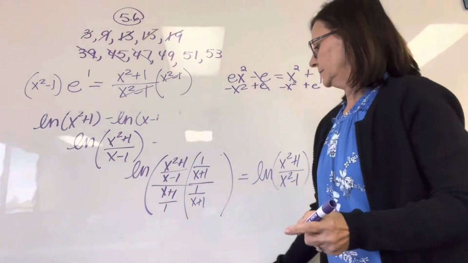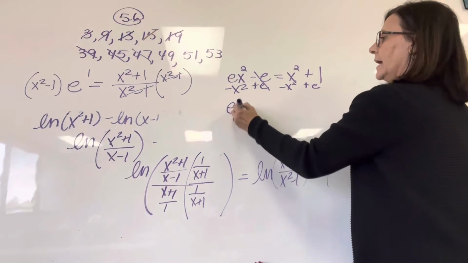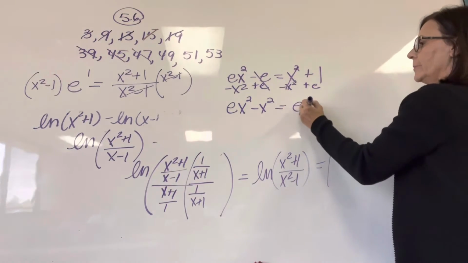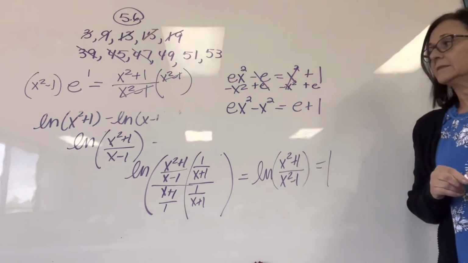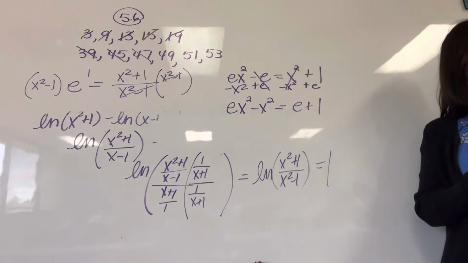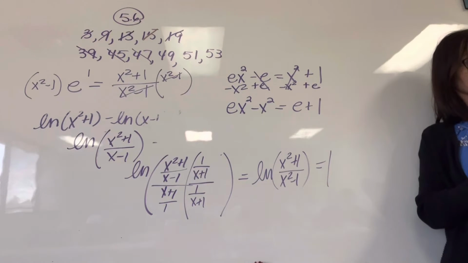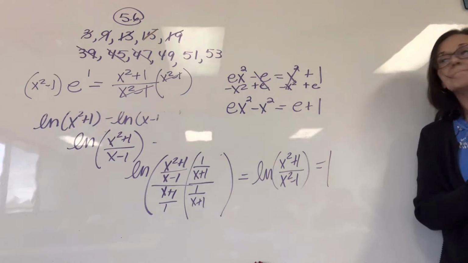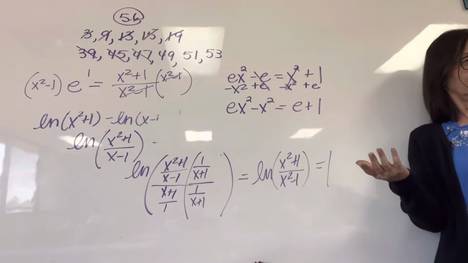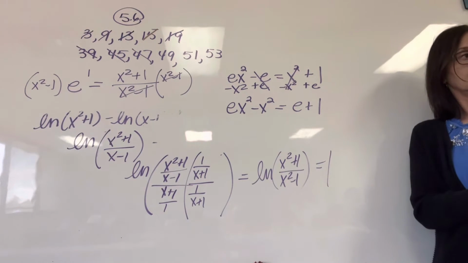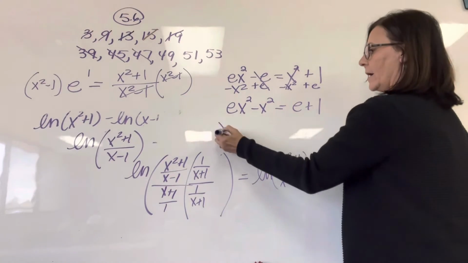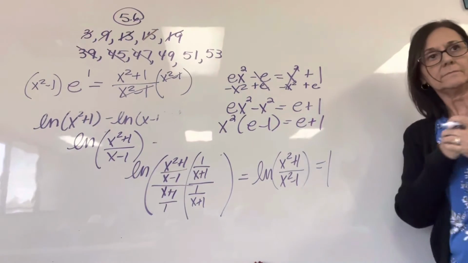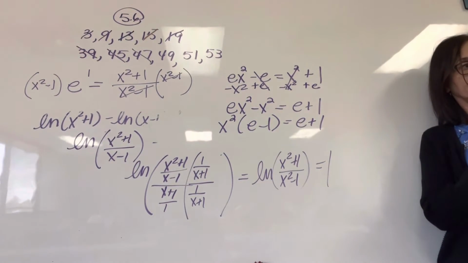Let me write this. So now we have ex squared minus x squared equals, that eliminates, e plus 1. So you can take out an x squared. Factor out an x squared. Yes, ma'am? I was just wondering how you know whether or not to leave e as e. Always leave e as e. That's fine. It's sort of like leaving pi as pi. All right, factor out the x squared. Then divide by what you.